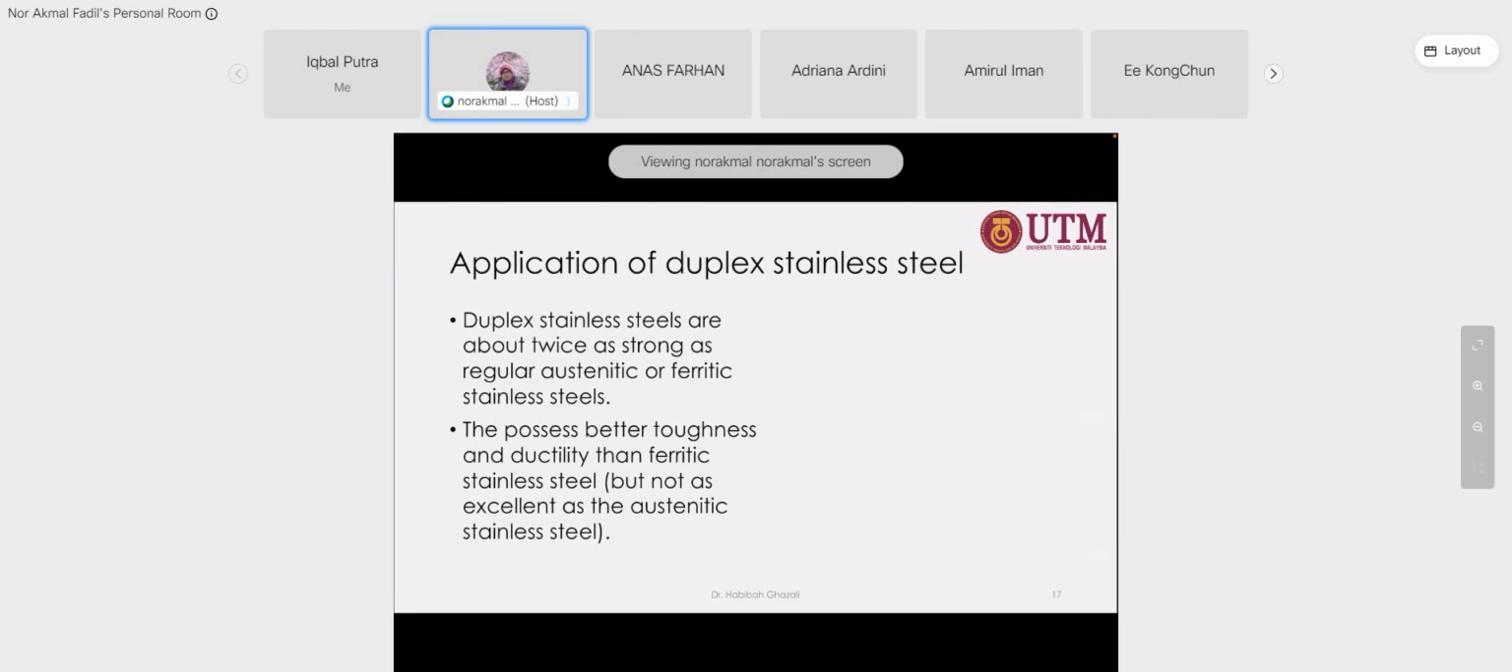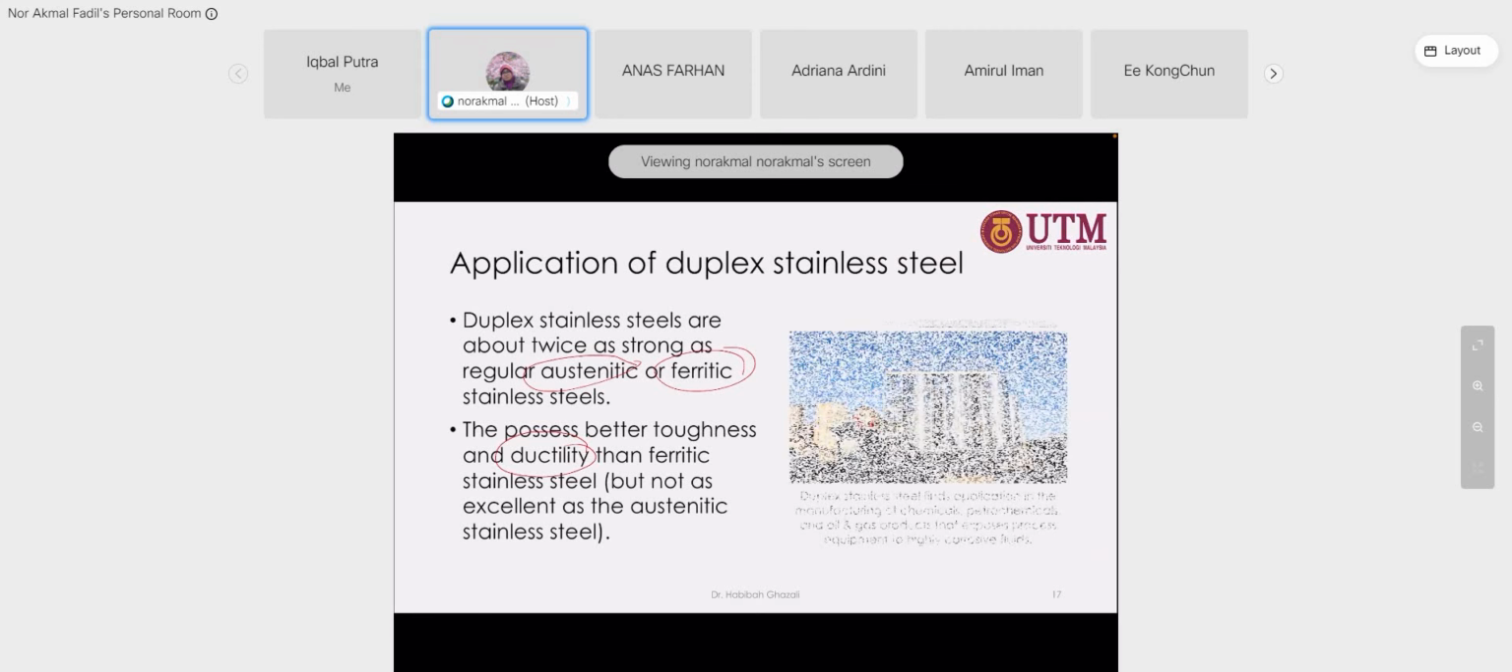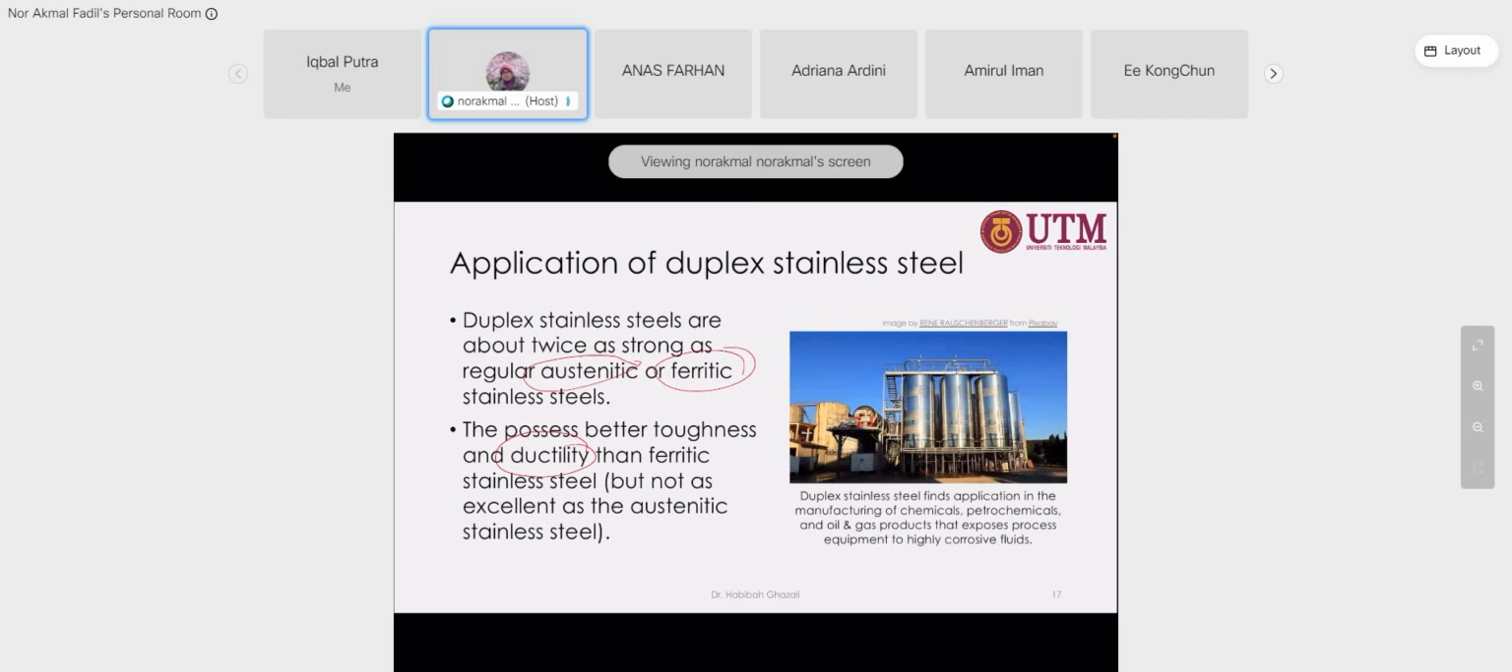They possess better toughness and ductility. Ductility is associated with austenitic stainless steel because of the FCC structure, but it is not as excellent as austenitic, of course, because it has some portion of ferritic structure. So duplex stainless steel finds application in the manufacturing of chemical, petrochemical, oil and gas process equipment exposed to highly corrosive fluids.